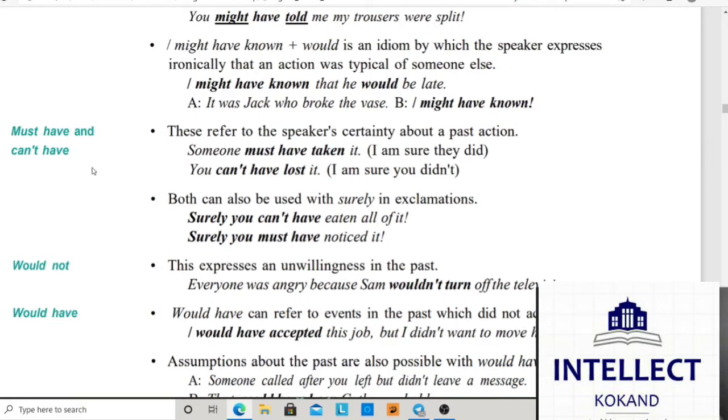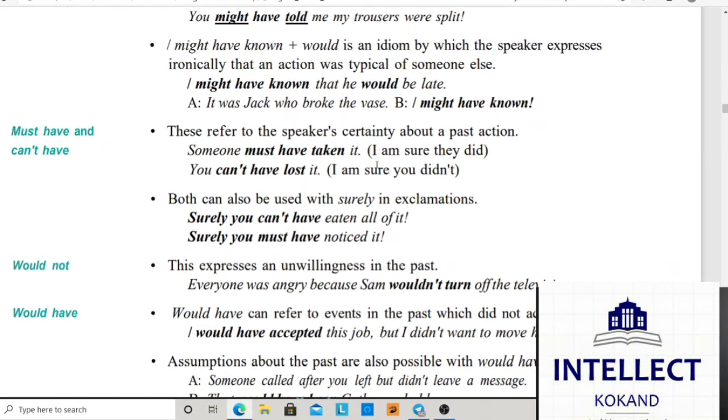Must have, can't have. These refer to the speaker's certainty about the past action. So you are certain now. It's not uncertain. Like could haves, might haves. You're certain. You almost know it that it had happened. Someone must have taken it. Ha, kimdir olib qo'yibdi-da, kimdir sindiribdi-da, kimdir eshikni ochibdi-da. Somebody must have opened it. Shokolad oldingiz, bunday ochilgan, yarim ishlanganga o'xshab turibdi. Nima deysiz? Someone must have eaten it or opened it.